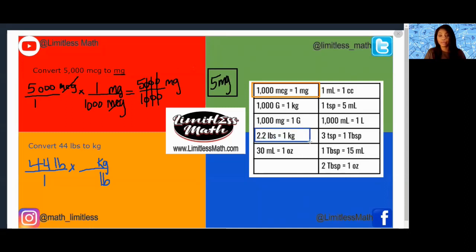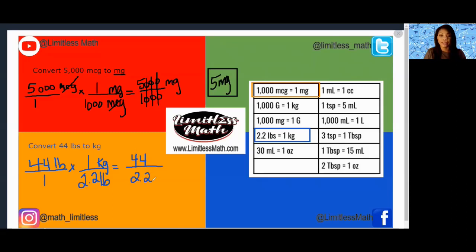There are 2.2 pounds in every kilogram. So now we'll write the numbers in the appropriate place. 2.2 on the bottom. And 1 kilogram on top. Now that the setup is complete, we're ready to multiply. Top numbers, 44 times 1 will give us 44. And on the bottom, 1 times 2.2 gives us 2.2.